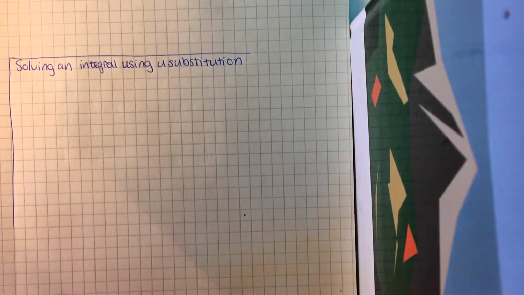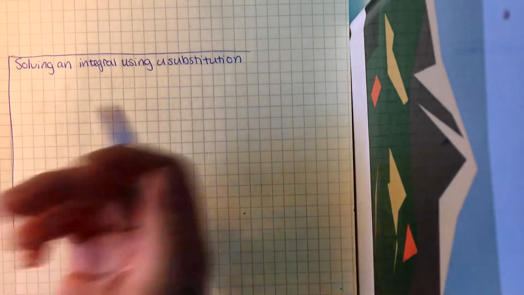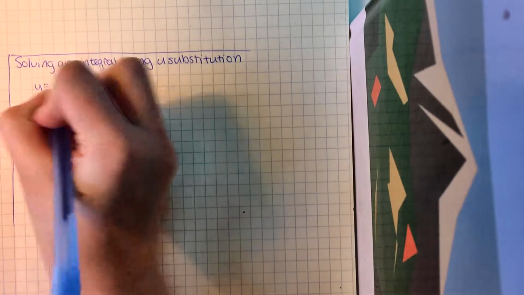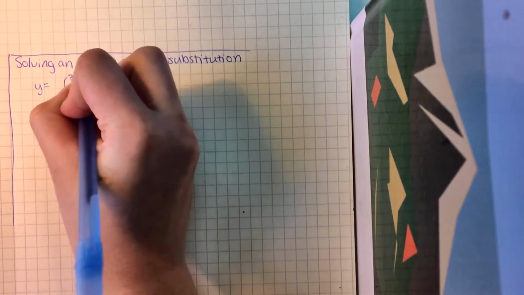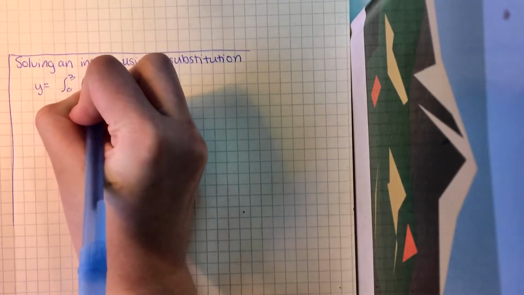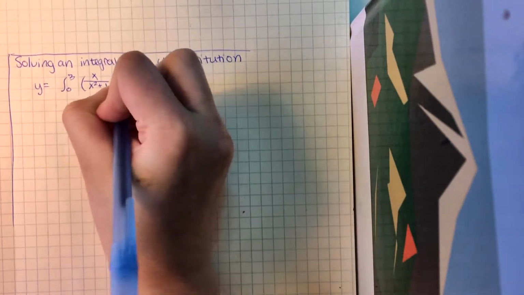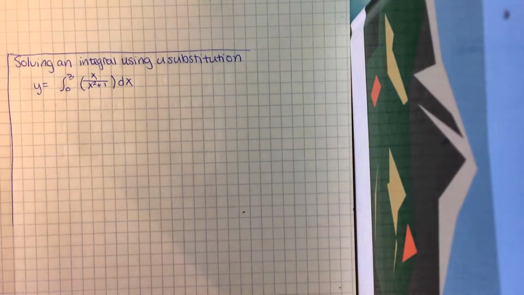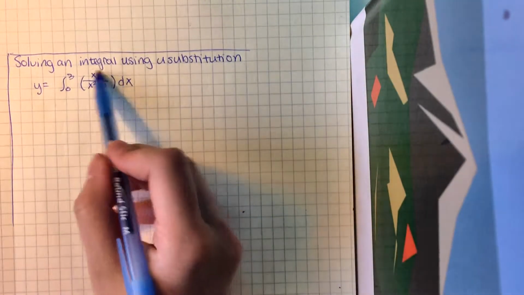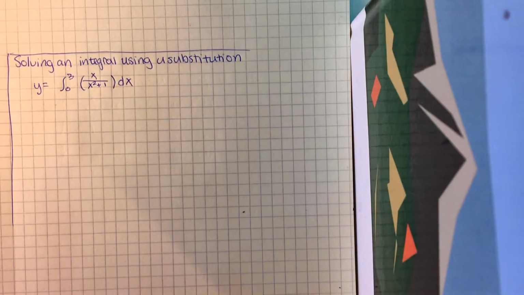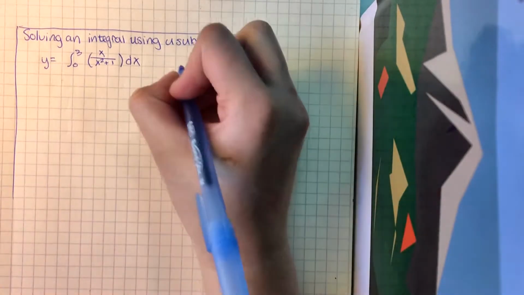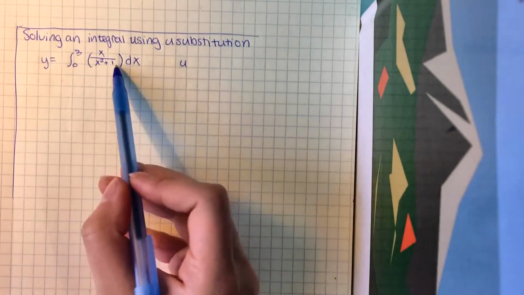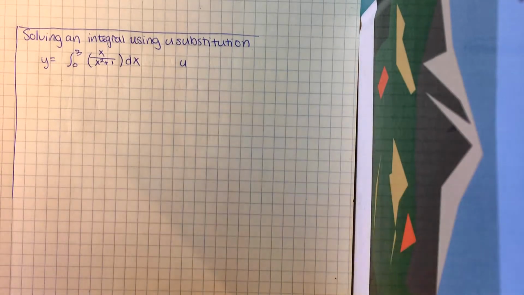So today we are going to go over how to solve an integral using u substitution. Say you have a problem like y equals the integral from 0 to 3 of x over x squared plus 1 dx. Because this is an integral function with this in it, it's actually quite hard to solve. And so we want to make it easier for you. So we're going to use u substitution, and what that does is it's going to simplify it and make it easier to solve.